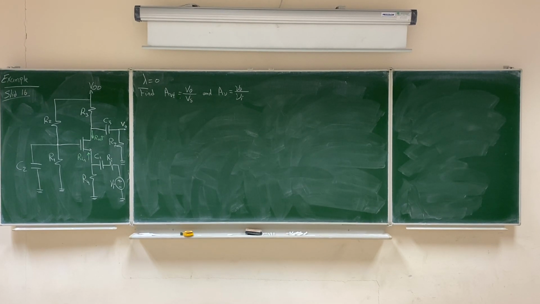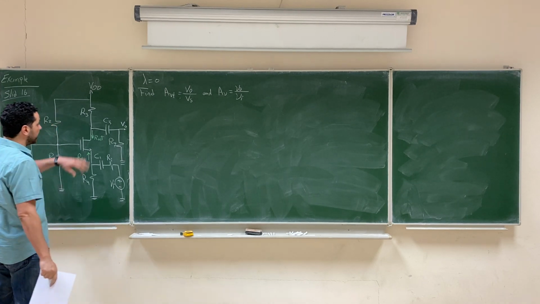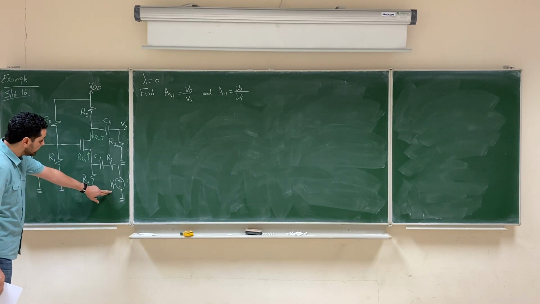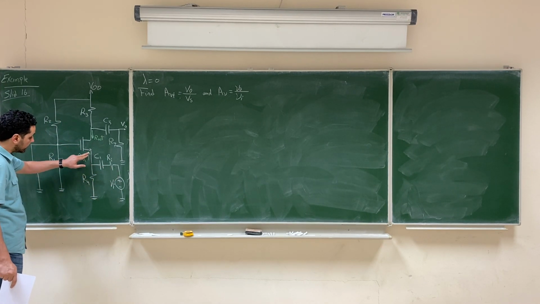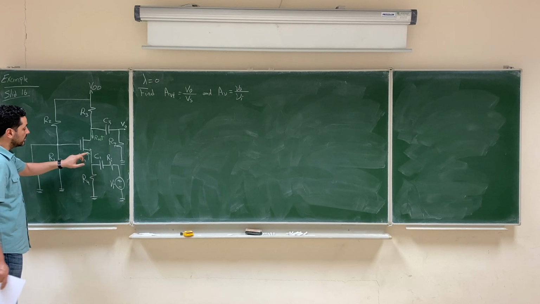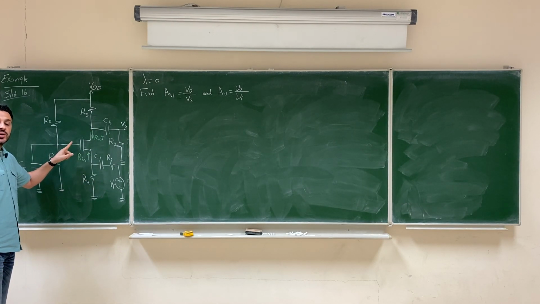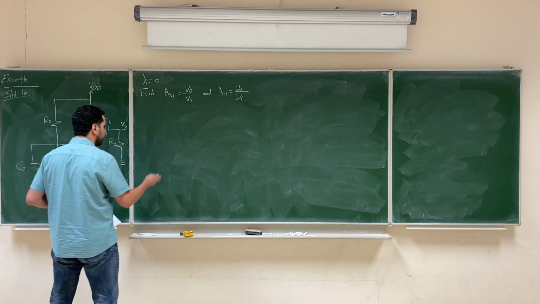Another example appears in slide number 16. We have this amplifier circuit where this is V input. As you see, it's connected towards the source of the amplifier. The output is taken from the drain. So the input is towards the source, the output from the drain. So this is a common, what's the third terminal? The common gate. So this is a common gate amplifier.